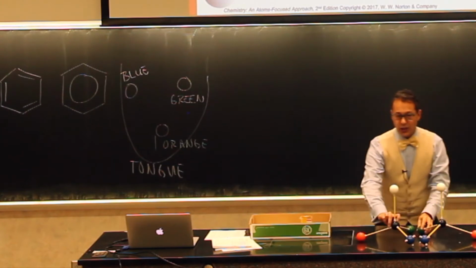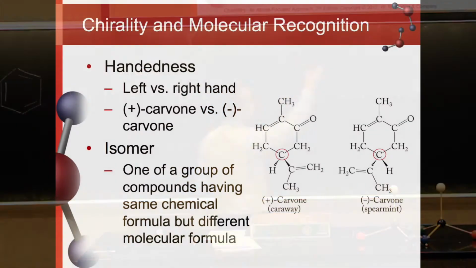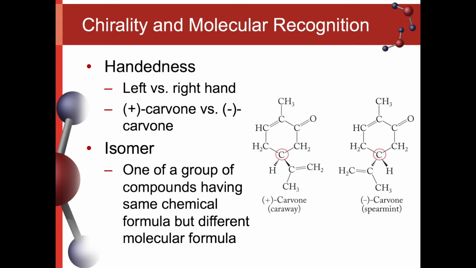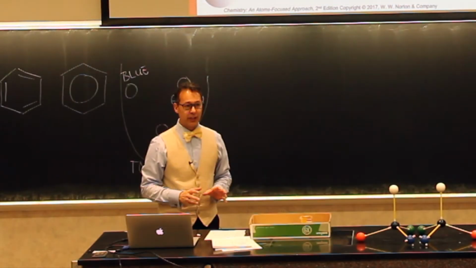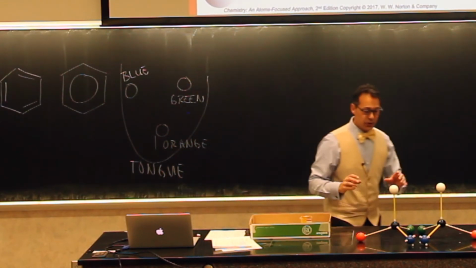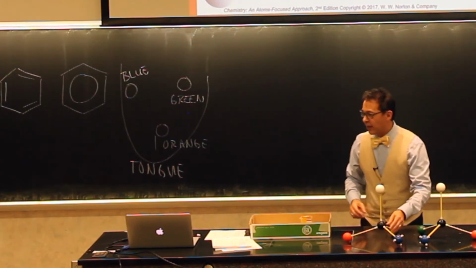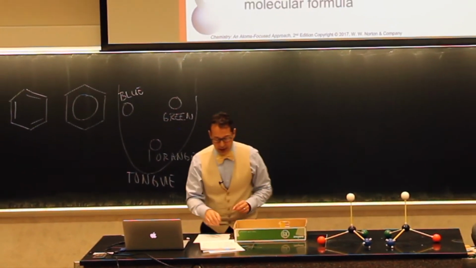They're mirror images, but they're not the same. And they biologically act differently. So for example here, we've got caraway and we've got spearmint. And they look very similar. They're mirror images of each other, but your tongue recognizes them differently. And this is because they have what we call a stereocenter. That's a carbon atom that has 4 unique things attached to it.